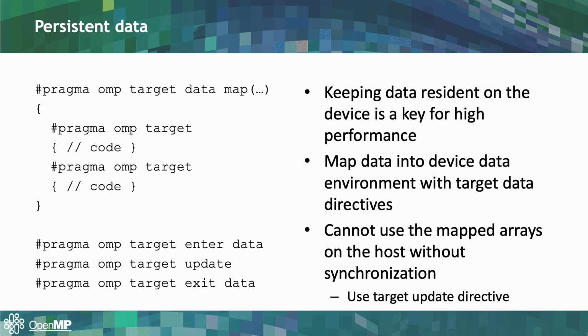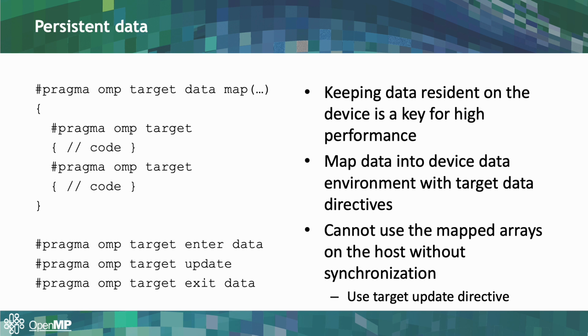Now, this is great. We've mapped our host data onto the device and it's ready for all these target regions. But what if we need to run some code on the host in between those target regions that uses that data? Well, we can't just use those arrays that we mapped without any synchronization. We need to bring them back. But maybe we don't want to end the target data region and destroy everything we set up. To do that, we just need to bring back and synchronize the copies of that data.